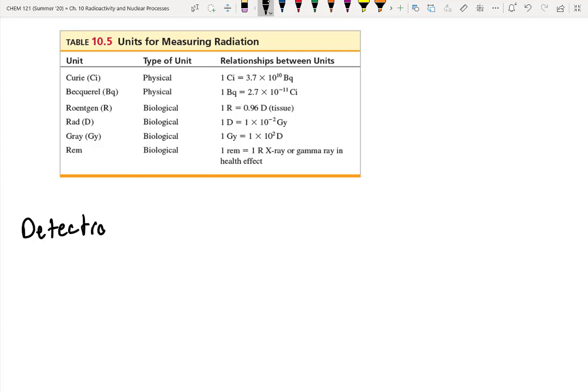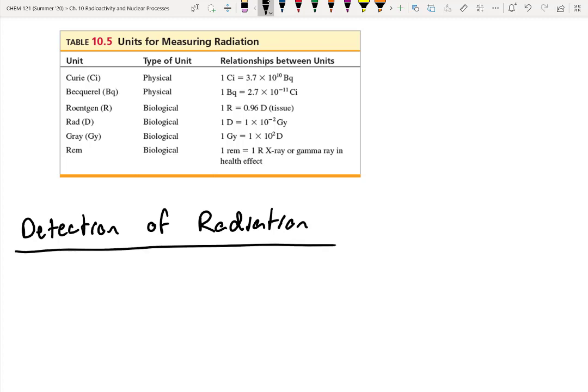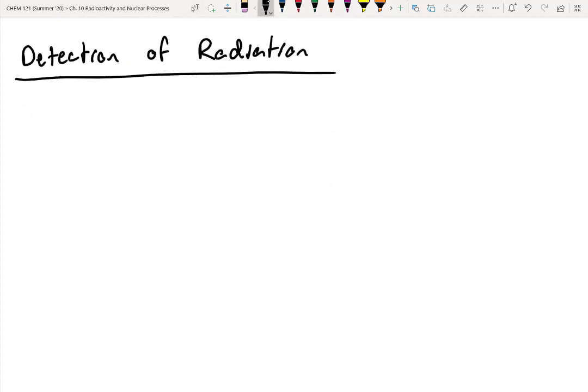So, detection of radiation. We're going to go over the 3 main types. The first one that's really common is a film badge.